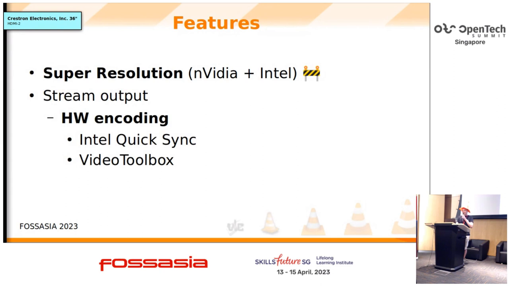And currently we have people working on super resolution, so upscaling. Mostly this is done for NVIDIA video cards and Intel. It works, doesn't provide much enhancement, but things are getting better. Also the stream output, so that was for the HLS output. We introduced hardware encoding on this side because we liked to drain battery for people doing Chromecast. So now it's way better.